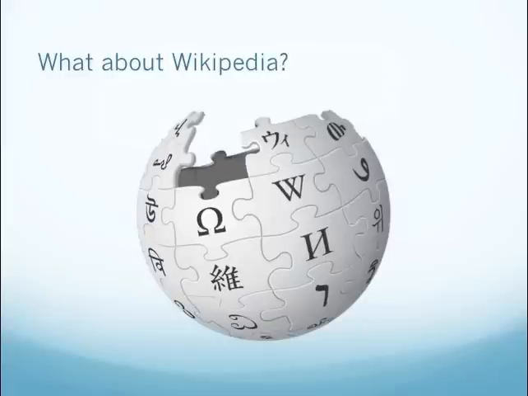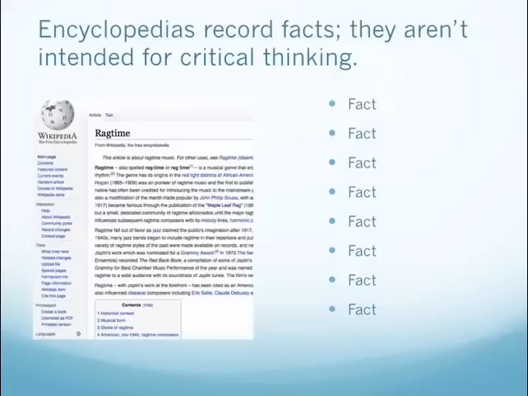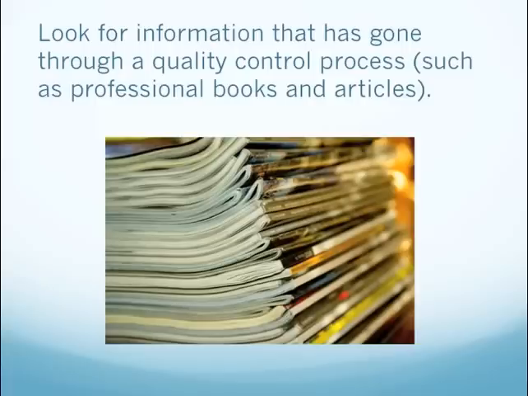Students often wonder about using Wikipedia. It can be a good place to start, but remember that it's basically a list of information. Encyclopedias record facts. They aren't intended for critical thinking. You want to look for information that's gone through a quality control process, such as professional books and articles.